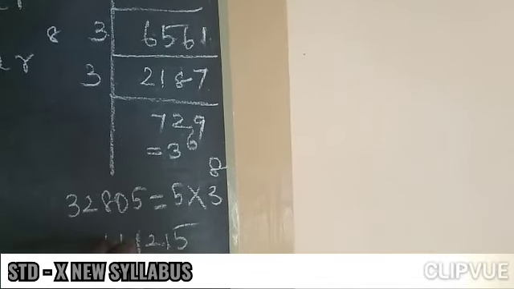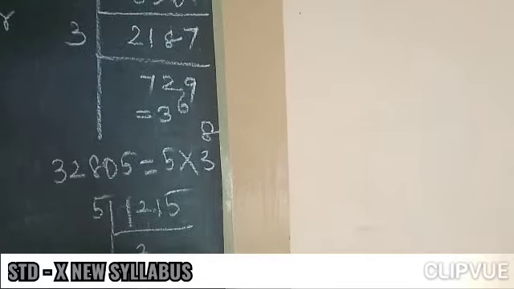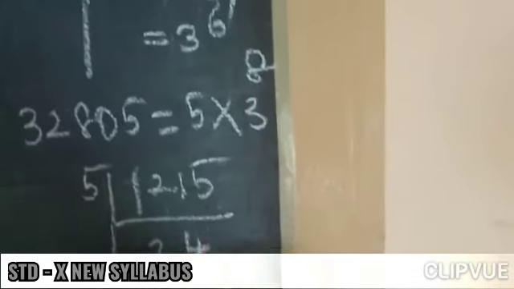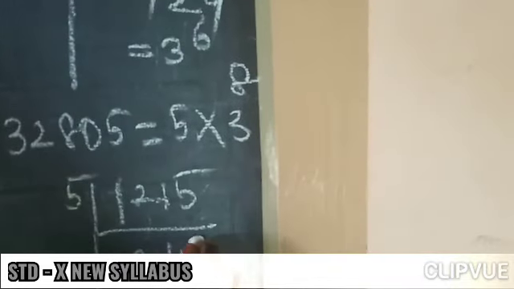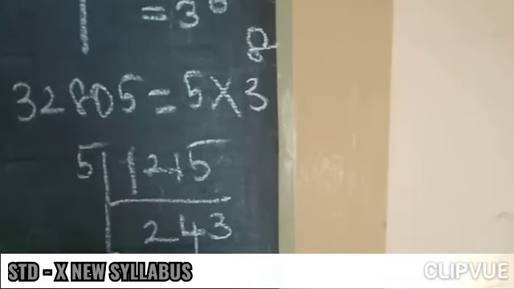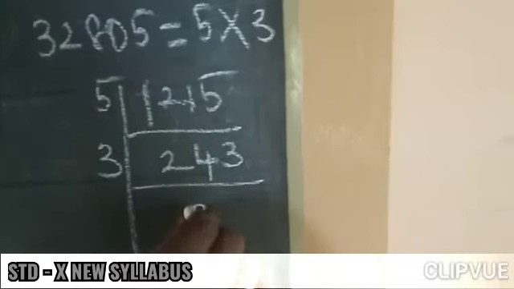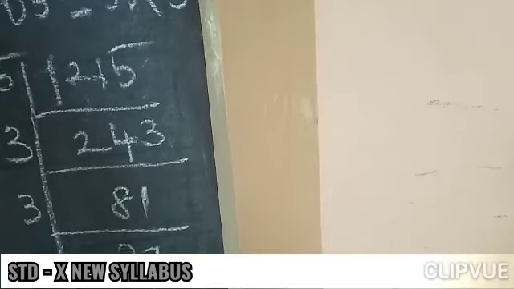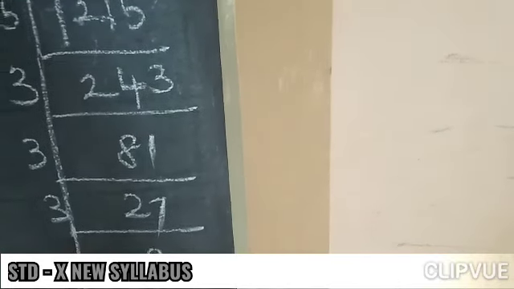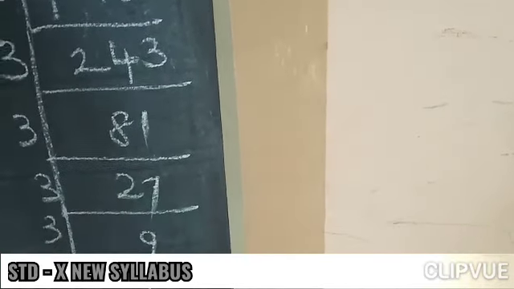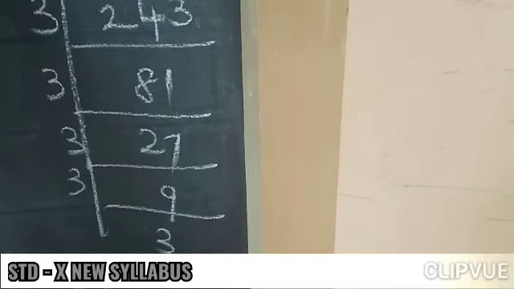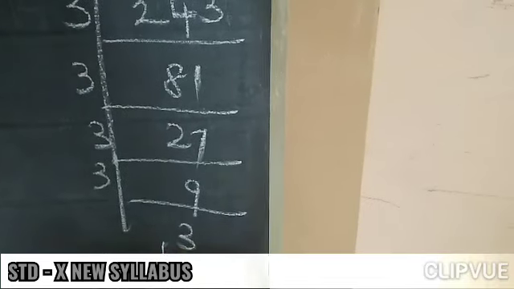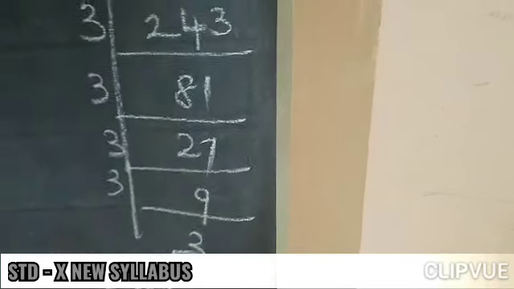Like this, 1215 is also divisible by 5. 1215 divided by 5 gives 243. 243 should be divisible by 3: 243 divided by 3 is 81, then 27, then 9, then 3. So 5 into 3 power 5.